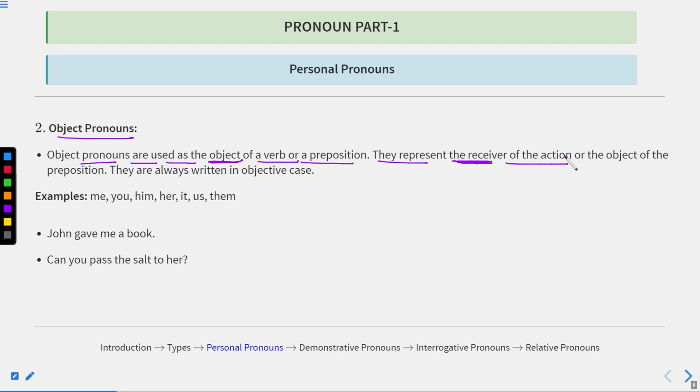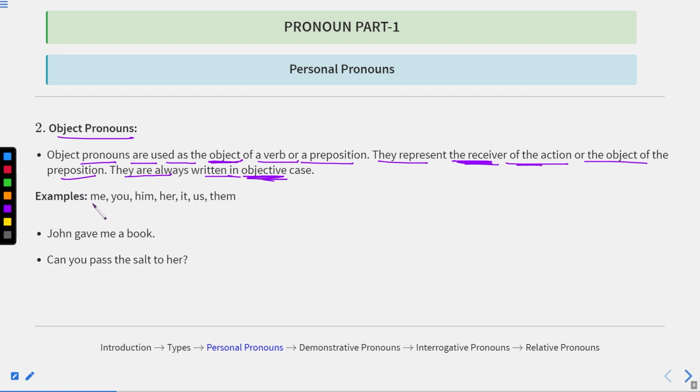Object is someone who receives the action, or the receiver of the action is known as the object. Moreover, we define object as a word which replies to the question what or whom. If any word replies to the question what or whom, it is known as an object. So they represent the receiver of the action, someone who receives the action going on in a sentence, or the object of the preposition. They are always written in the objective case. It means if I want to write a pronoun in the object place, it should be in the objective case only.